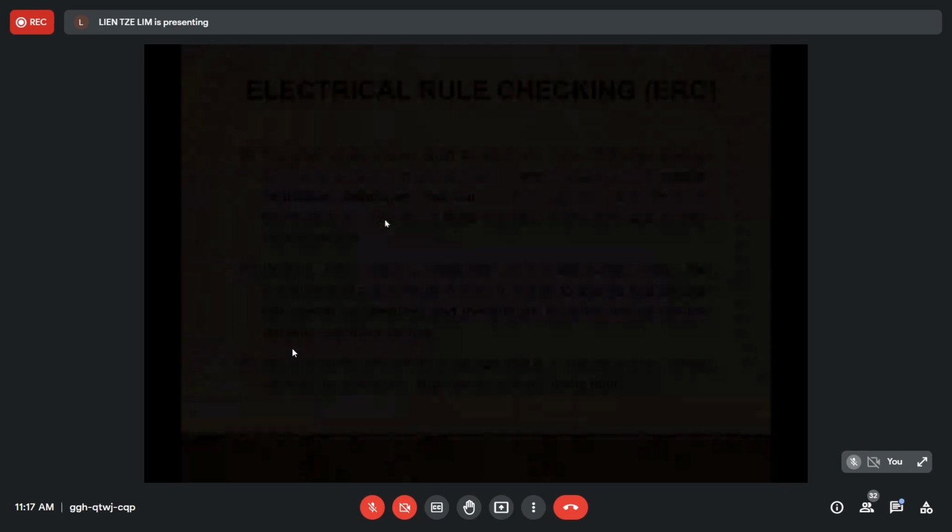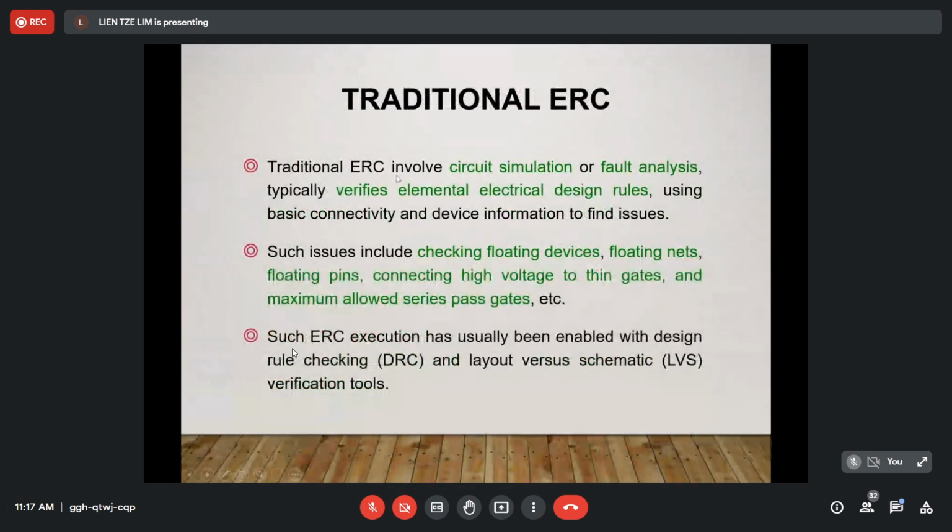Traditional ERC involves circuit simulations or fault analysis, and typically verifies elemental electrical design rules, using basic connectivity and device information to find issues. Such issues include checking floating devices, floating nets, floating pins, connecting high voltage to thin gates, and maximum allowed series pass gates, etc. Such ERC execution has usually been enabled with design rule checking and layout versus schematic verification tools.